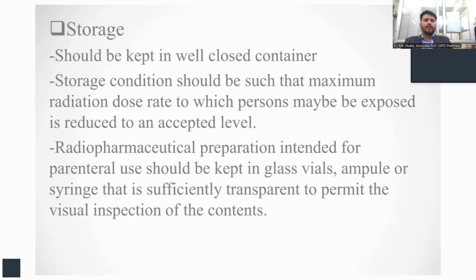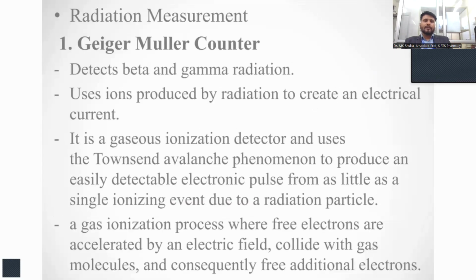The storage of radiopharmaceuticals should be in a well-closed container. Storage conditions should be such that the maximum radiation dose rate to which persons may be exposed is reduced to an accepted level. Radiopharmaceutical preparations intended for parenteral use should be kept in glass vials, ampules, or syringes that are sufficiently transparent to permit visual inspection of the contents.